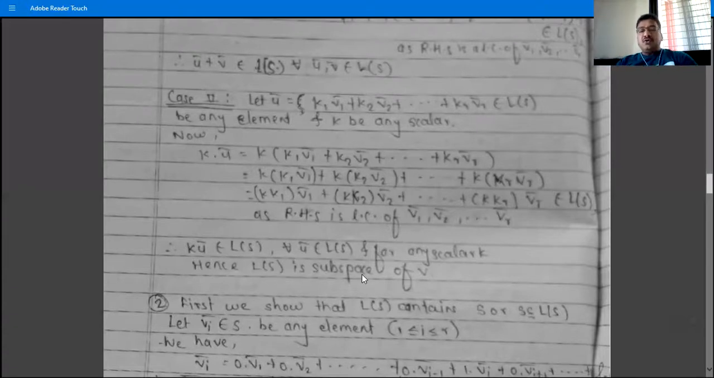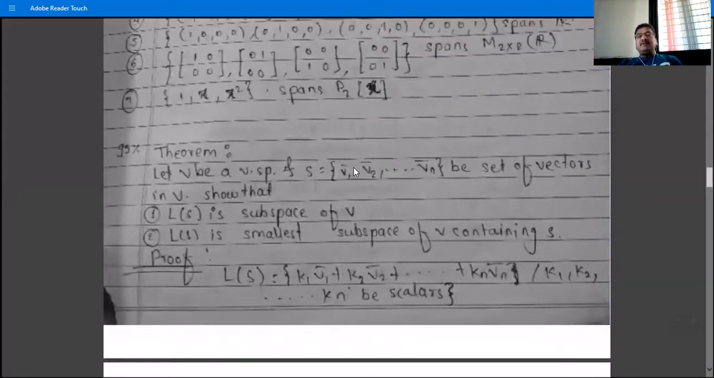Now we have to show LS is the smallest subspace containing S. So first we have to show LS contains S, that is, S is a subset of LS. Take Vi belonging to S, any element. So S contains elements V1, V2, ..., Vn.